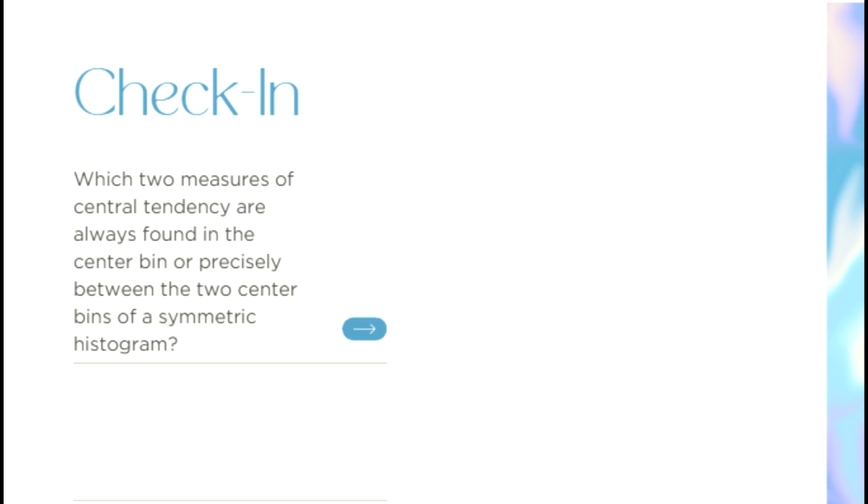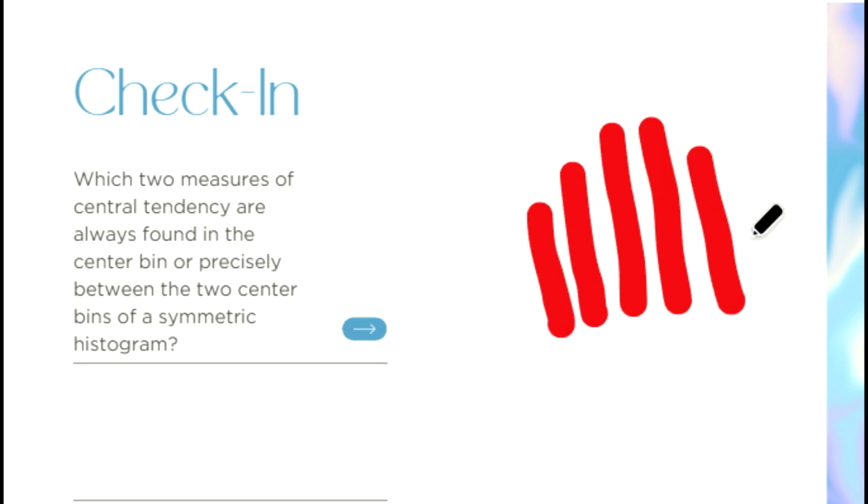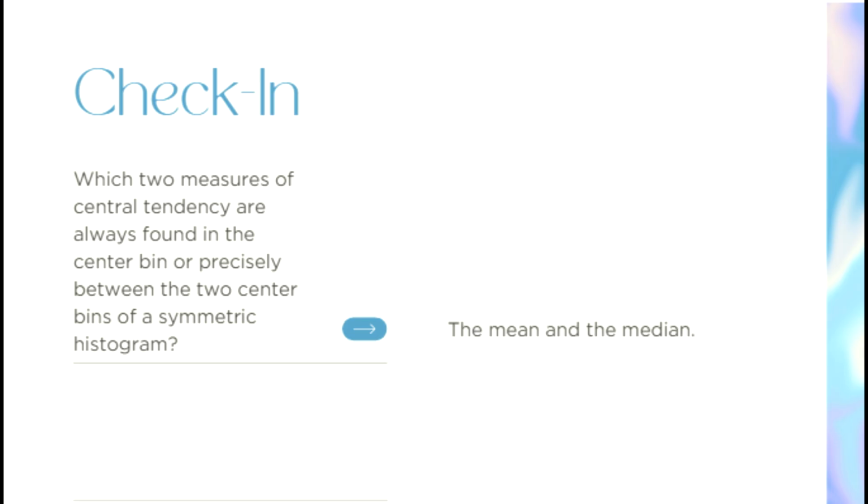Which 2 measures of central tendency are always found in the center bin or precisely between the 2 center bins of a symmetric histogram? When they say precisely between the 2 center bins, they mean the middle 2 would be the exact same height, and if it's symmetric, you would have matching bars on the outside. But you could have 2 in the middle that are exactly the same. So which 2 measures of central tendency are always found here or in this one central bin? The mean and the median. With histograms, you can't know the mode.